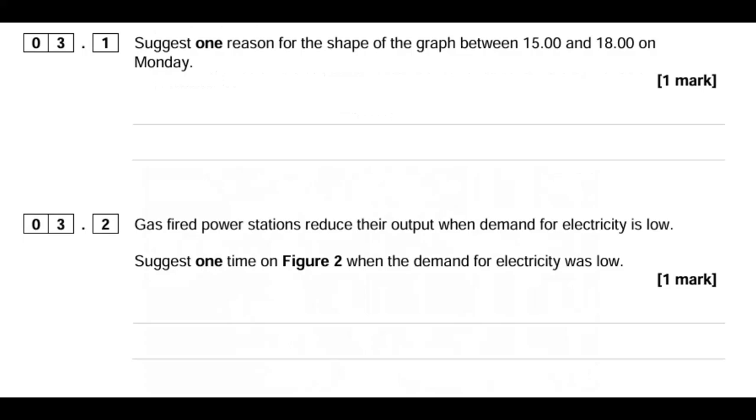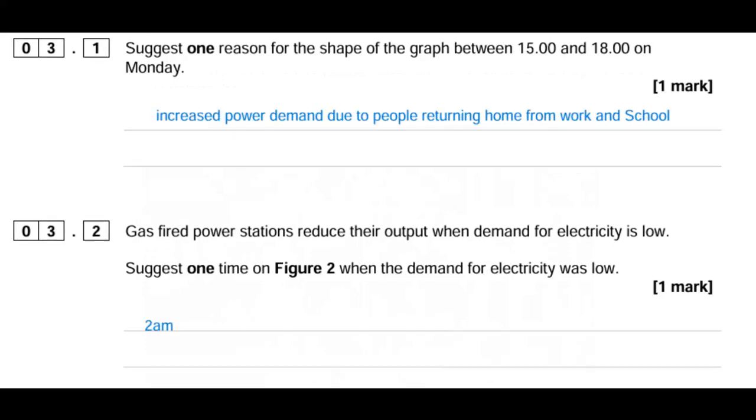Now, for the beginning of question 3, as you can see, we just need to do some simple analysis on it, with 3.1 being suggest one reason for the shape of the graph between 3 p.m. and 6 p.m. on Monday, and 3.2 being gas-fired power stations reduce their output when demand for electricity is low. Suggest one time on figure 2 when the demand for electricity was low.